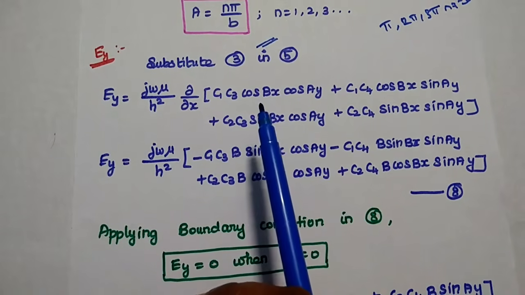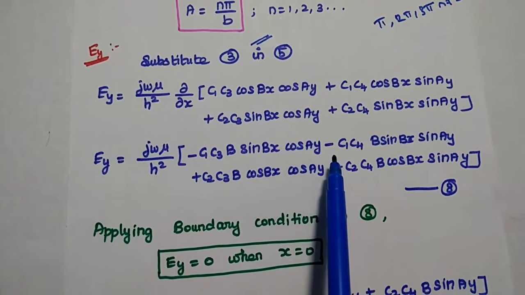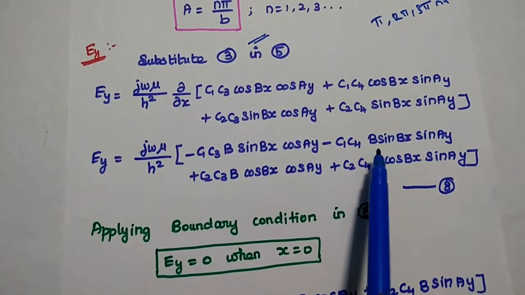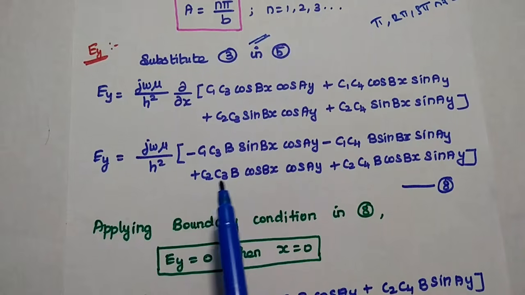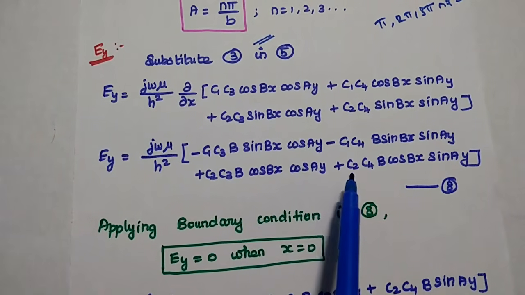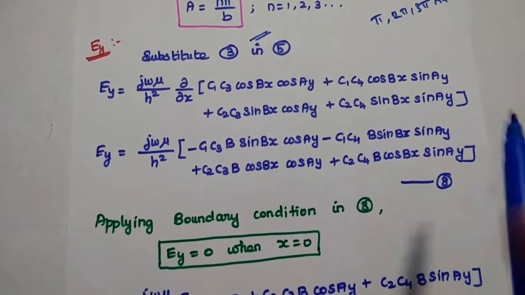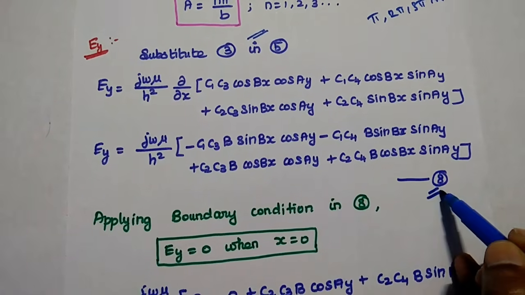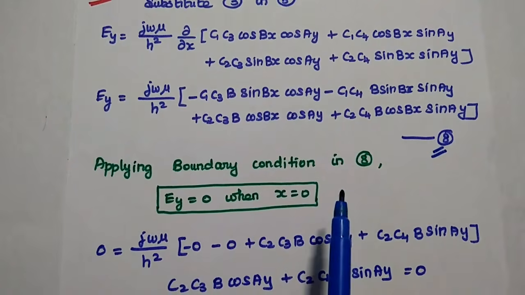The differentiation of cos Bx is nothing but B sin Bx, cos Ay, minus C1 C4 B sin Bx sin Ay. This term can be written like this: plus C2 C3 B cos Bx cos Ay plus C2 C4 B cos Bx sin Ay. Consider this as the eighth equation. Now we are going to apply the boundary condition in this eighth equation.